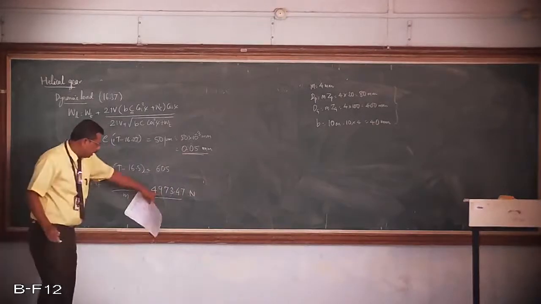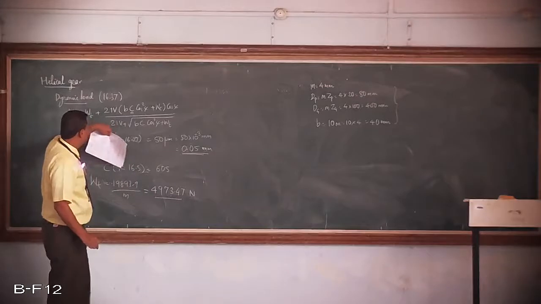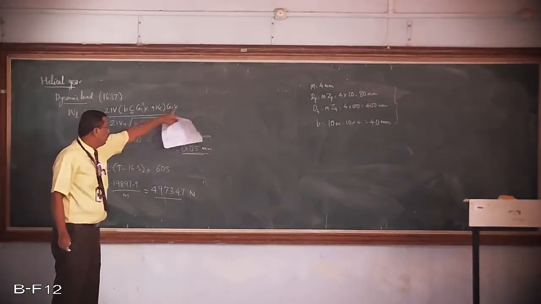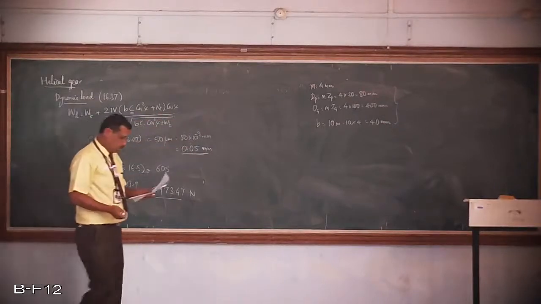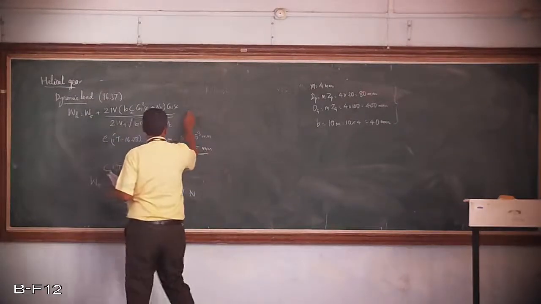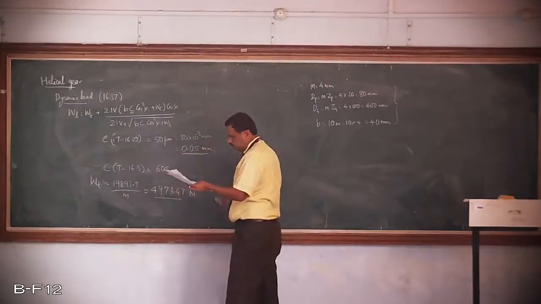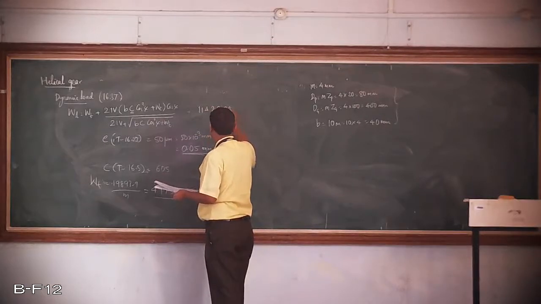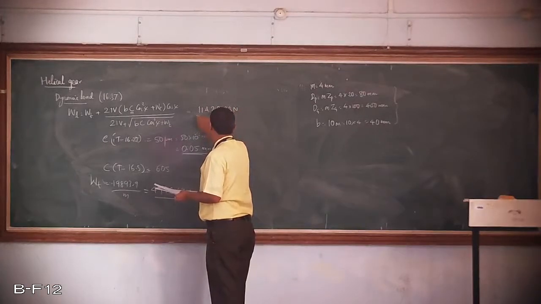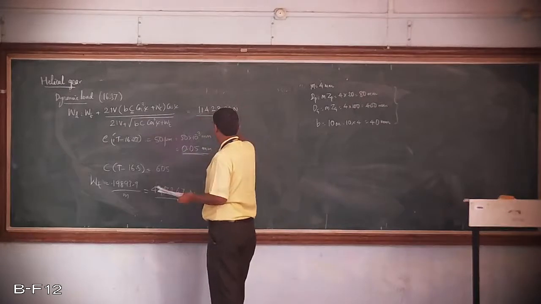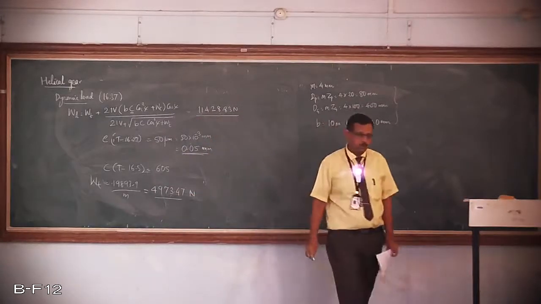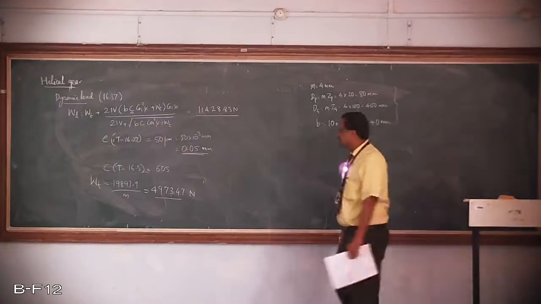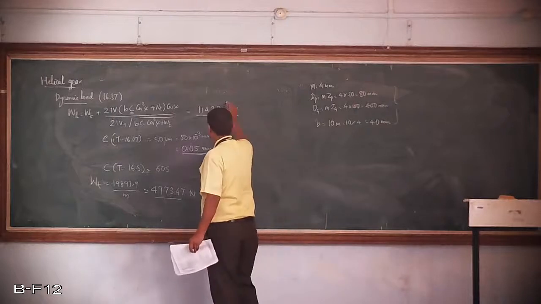Make use of 4973.47 in this, substitute all the values of B, C, the helix angle plus WT, all the values, and determine the value of WD. The value of WD you are getting is 11,428.83 Newtons. Therefore, this is the value of dynamic load that is going to come onto the gear tooth, 11,428.83 Newtons. Clear?